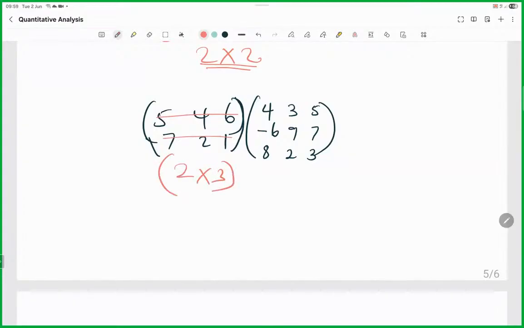How about the second one here? It is 1, 2, 3. Then we have in this case 3 rows with how many columns? 3. Are these two matrices compatible for purposes of multiplication? Yes, because of the inner values here.